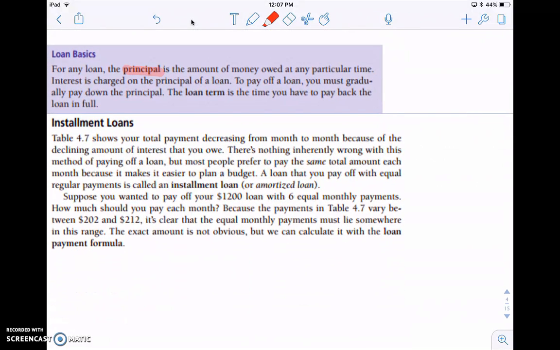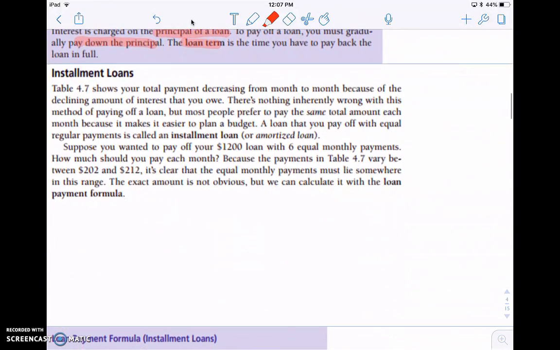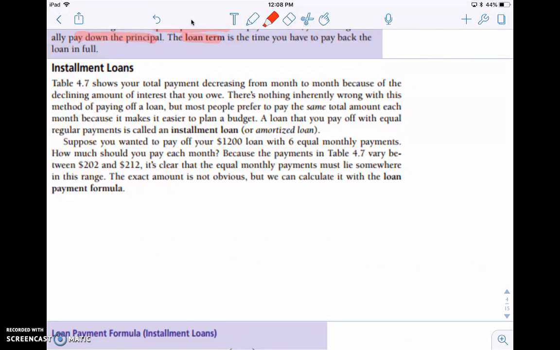Okay, the principal, again, is the amount of money owed at any particular time. The interest charged is always charged on the principal of that loan, and to pay off the loan, you must gradually pay down the principal. Then you'll hear that sometimes the loan term is the time you have to pay back the loan in full. A lot of people take out a loan and pay it off on a monthly basis, and we're going to look at this idea of installment loans. This table just shows you how things decrease over time, and how the interest was decreasing.